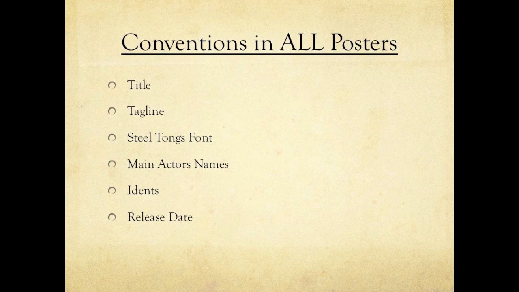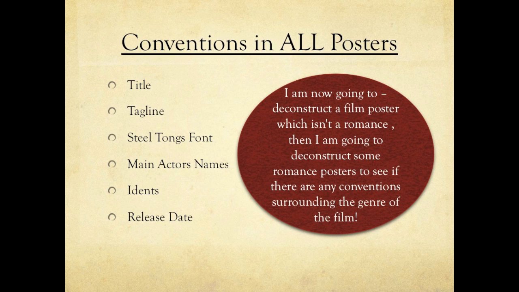And finally, one that's seen in all posters is the release date. This can either be a month, the actual date that it's being released, or it can be coming soon. So either of those 3, and it just gives the audience an idea of when the film is going to be released. So now I'm going to go on to deconstructing the film posters.